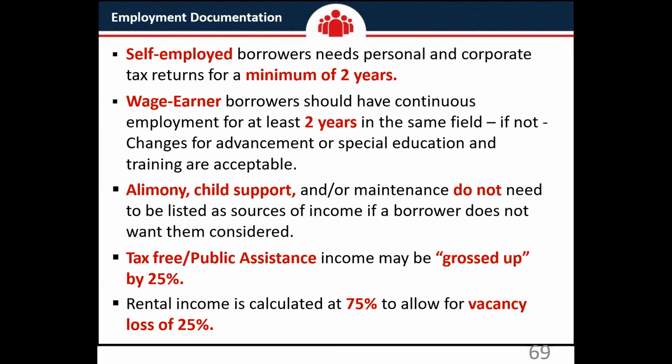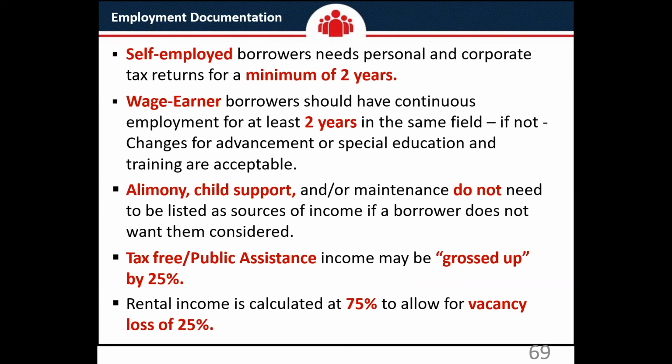Alimony, child support, and or maintenance do not need to be listed as a source of income if the borrower does not want them considered. If a borrower chooses to use this alimony or child support, then we can consider it. We cannot discriminate against where it comes from, but we can discriminate if it's not enough.